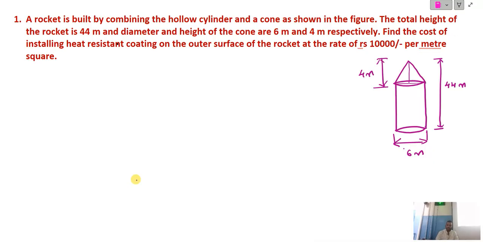In this diagram, let me reduce it into its simplest form. As you can see here, they have given that we are building a rocket. It is combining, means it's not a single solid. Here we have two solids, means more than one solid is there. Which are those? One is a hollow cylinder and the other one is a cone. So as you can see, this is our cylinder and here we have a cone. These different solids we have attached. Now it is in the shape of a rocket.